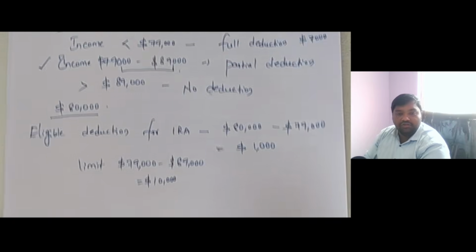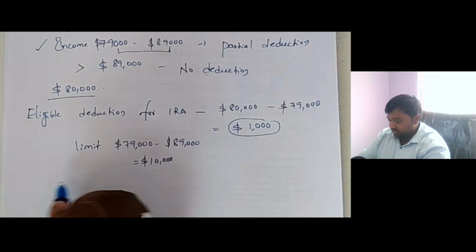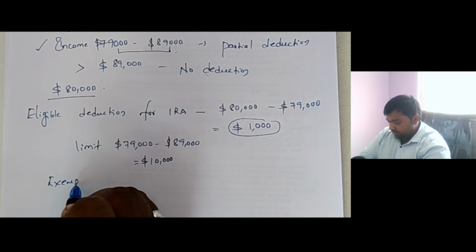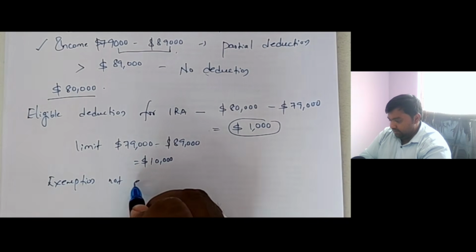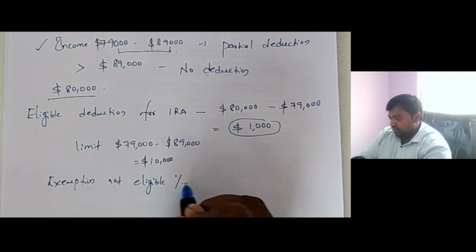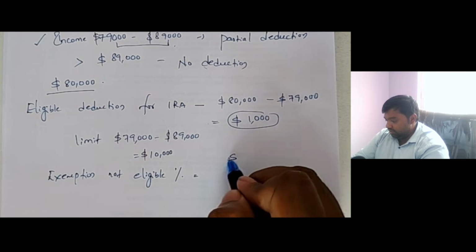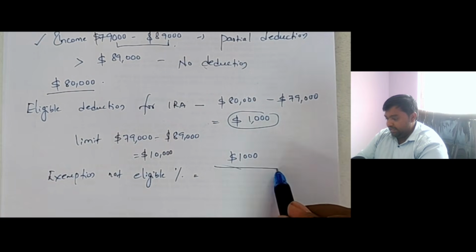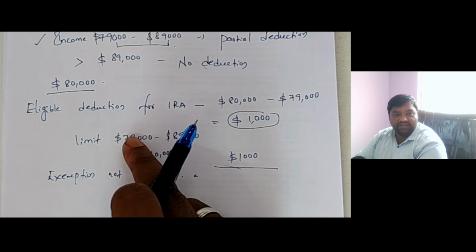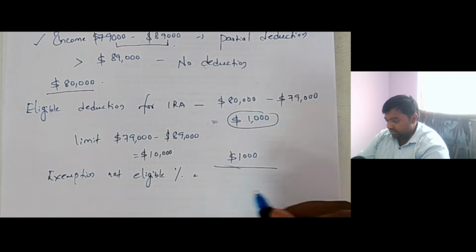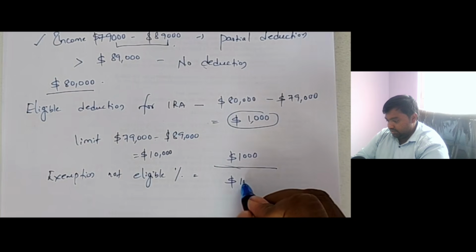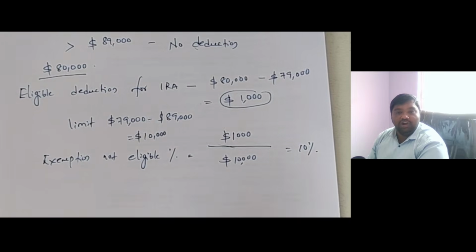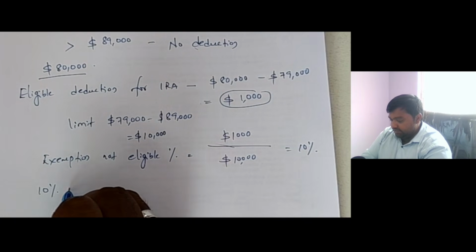So you will divide this $1,000, which is the income greater than your lower limit, by the range of partial deduction, which is 10,000 US dollars, to get the not eligible percentage. That gives rise to 10%. So 10% of the exemption will be withdrawn.